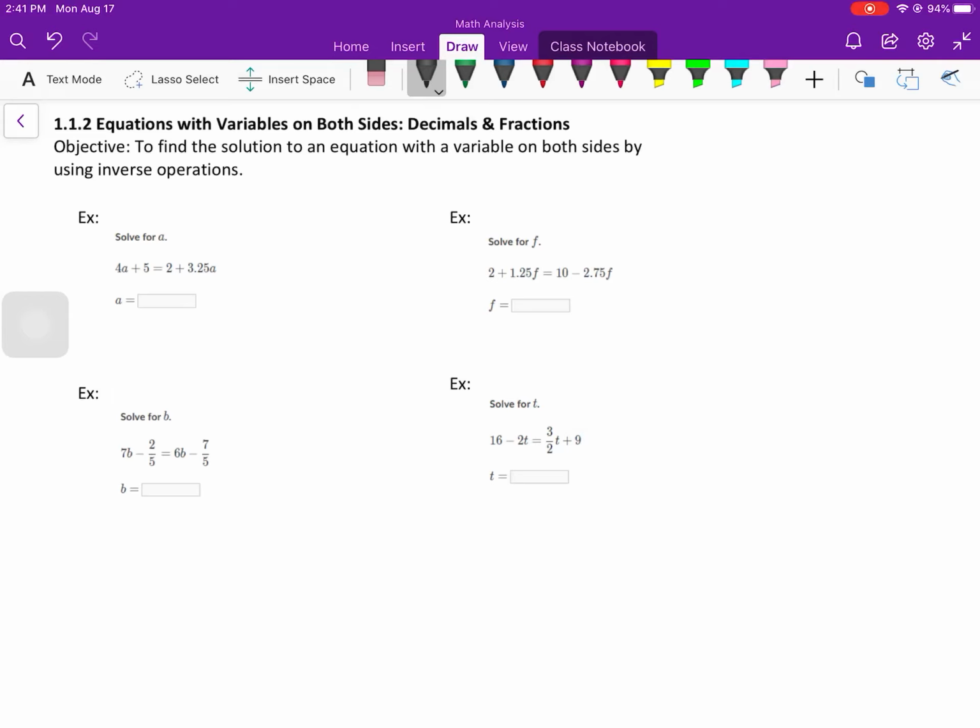So today we got a good one here for you guys. I know you guys love decimals, you love fractions, so let's take a look at this. We got equations with variables on both sides, which is exactly like the past section, except this time we get to deal with decimals and we get to deal with fractions. So let's look at the first example.